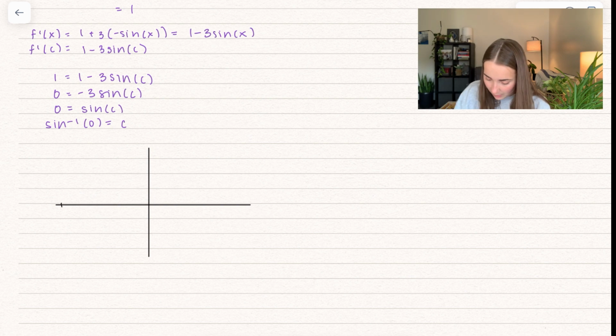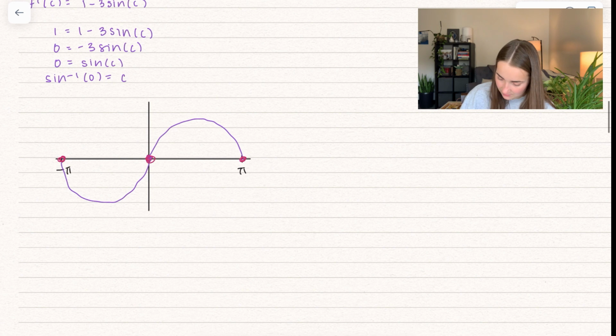So don't forget, we're bounded at negative pi and also positive pi. So I just remember that sine starts at 0. At pi over 2 goes up to 1 and then back down. And then it does that exact same thing on the other side. So there's going to be three angles here. We have negative pi, we have 0, and we also have pi. So let's go ahead and answer that.